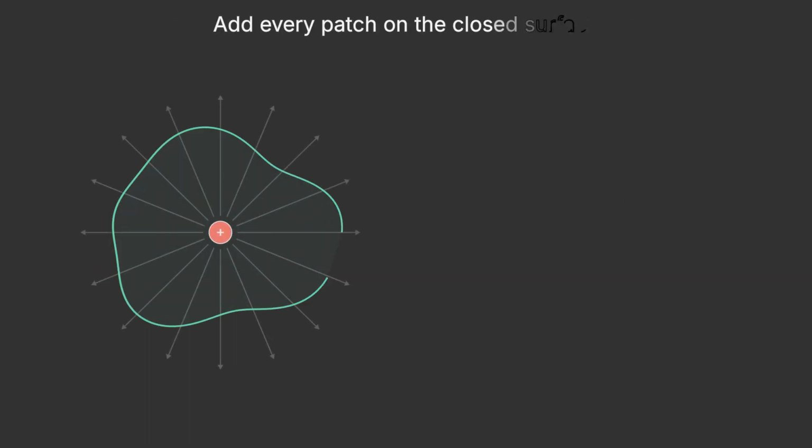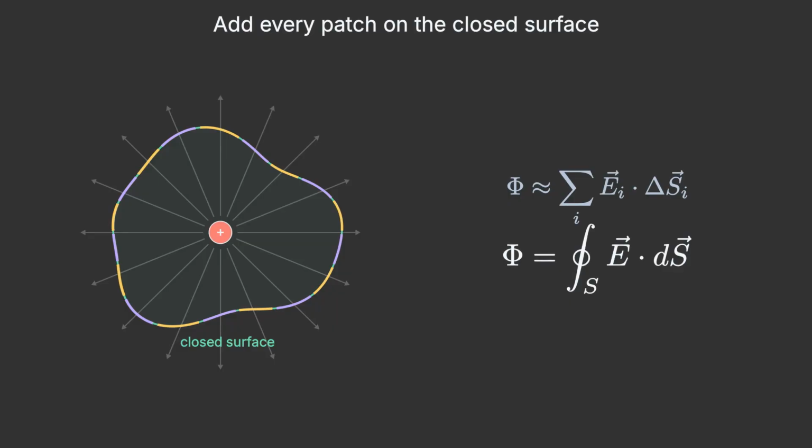Now divide the entire closed surface into tiny patches and add their contributions. In the limit, the sum becomes a closed surface integral. Phi equals the closed integral over S of E dot ds vector. The small circle on the integral sign reminds us that the surface is closed.